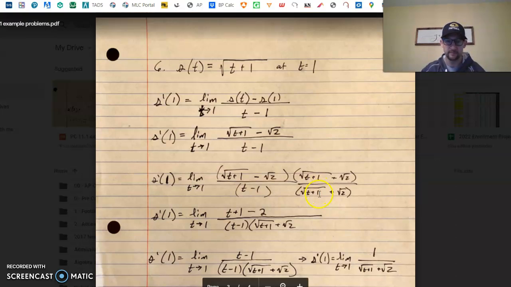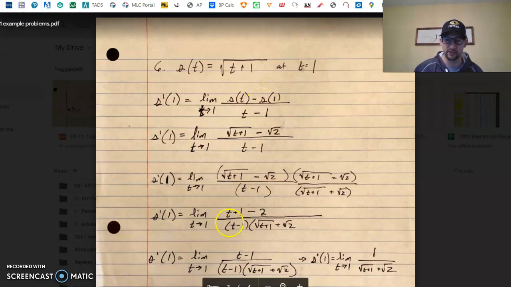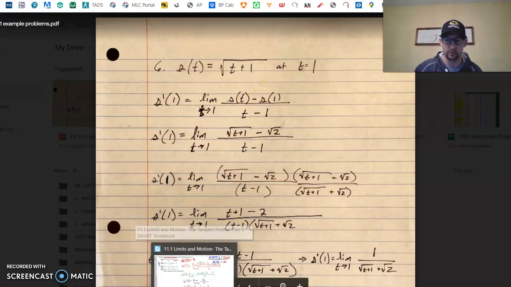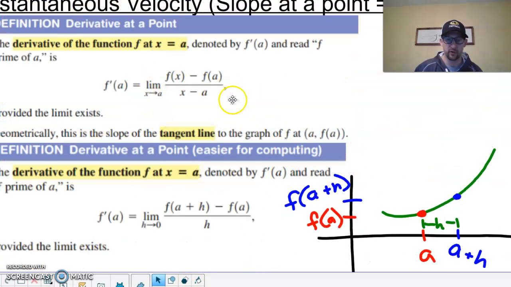One more example. Number 6, a square root. So again, this one, I use what I would call the alternative definition, but actually it's the one that your textbook, our pre-calc book, gives to us first. So real quick, take a peek.